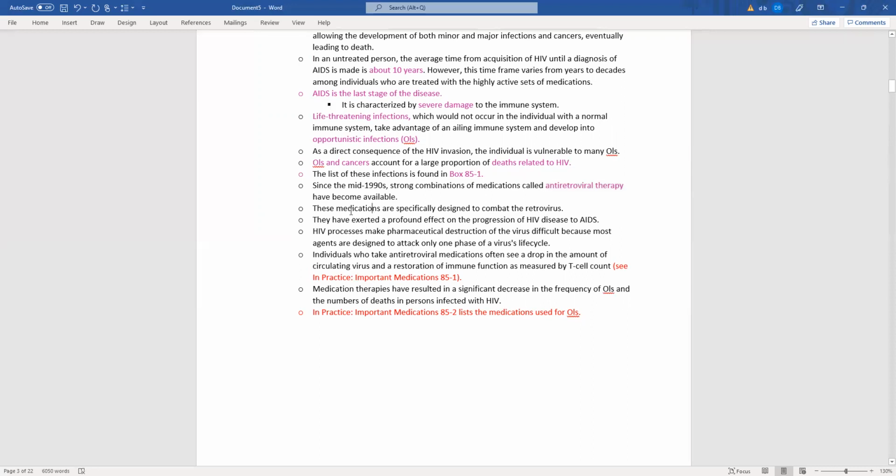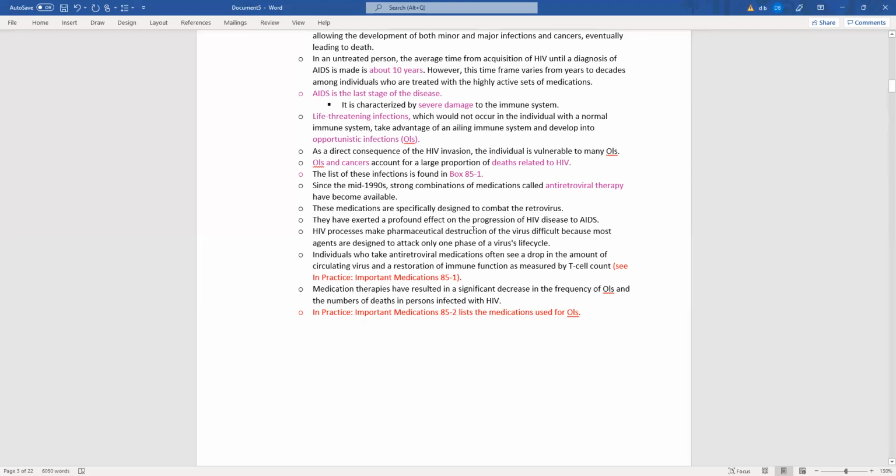Just know what the medications are for. Why do we use these medications? These medications are specifically designed to combat the retrovirus, which have exerted a profound effect on the progression of HIV disease to AIDS. HIV processes make pharmaceutical destruction of the virus difficult because most agents are designed to attack only one phase of the virus life cycle.